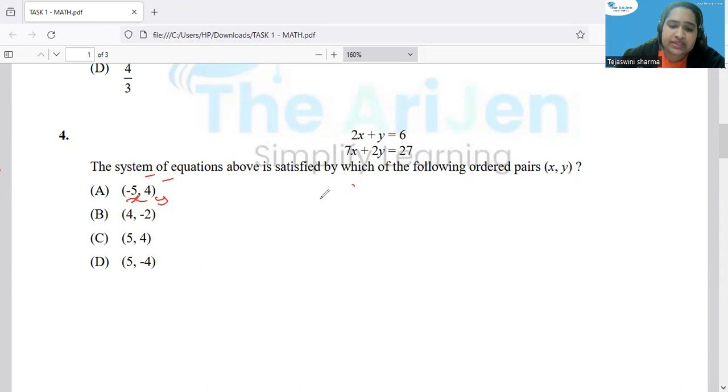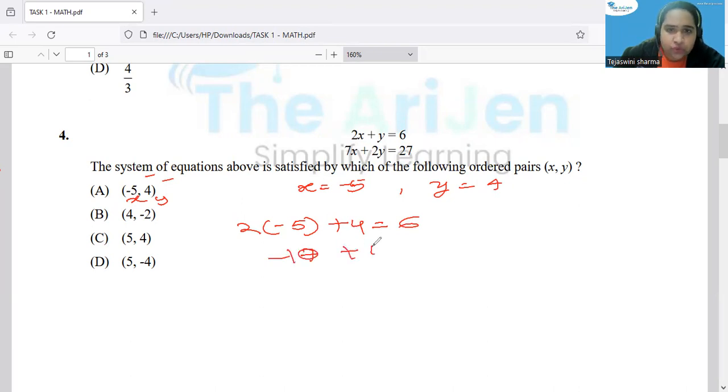So what I'm doing is I'm doing it one at a time. For the first two equations, I'm using the first values, which are -5 and 4 for x and y. Here x is -5 and y is 4. So when I put in the first equation the value of -5, and in place of y I put 4, I get -10 + 4, which is -6, and -6 and 6 are not equal.